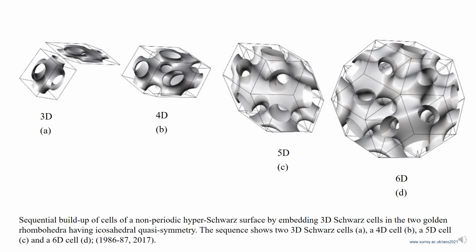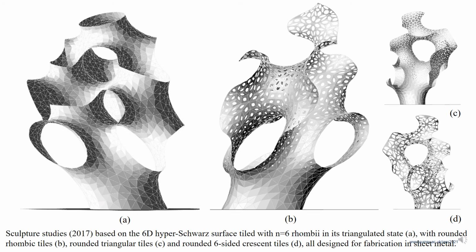Here are shown 3D models of cells of increasing dimensions of a non-periodic minimal surface, the higher dimensional version of the Schwarz surface. It uses the two golden rhombohedra as the building blocks derived from the icosahedron and familiar from the work on quasicrystals. These provide the starting point for the next slide.